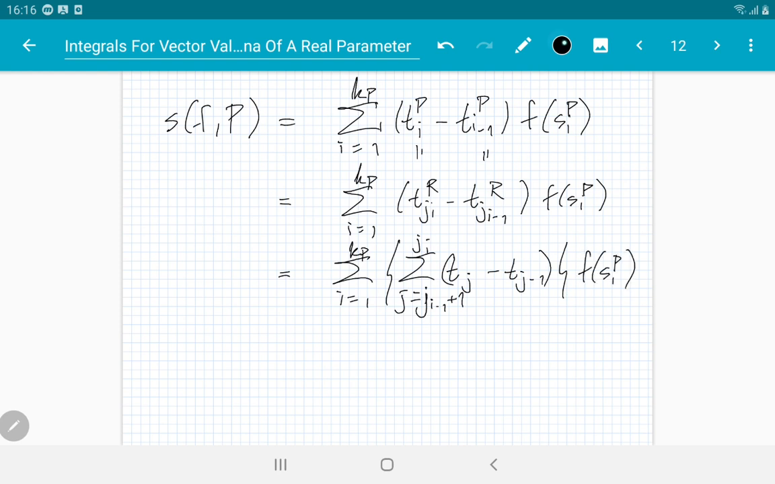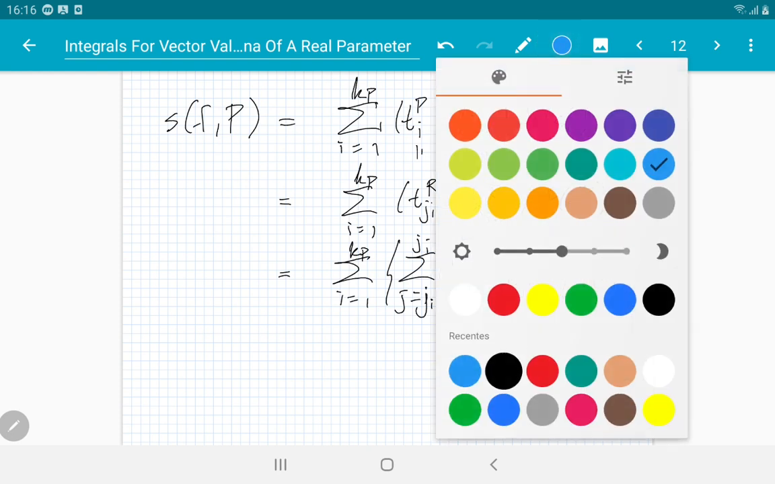Now what did I do from here to here? This is just a telescopic sum, right? So it should be easy to compare the two, right?